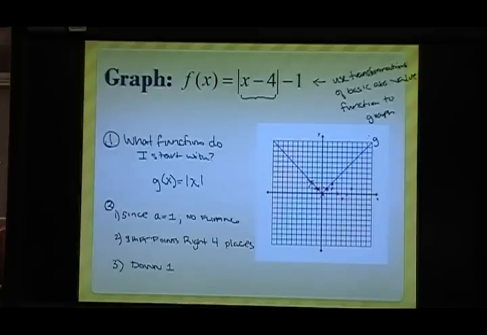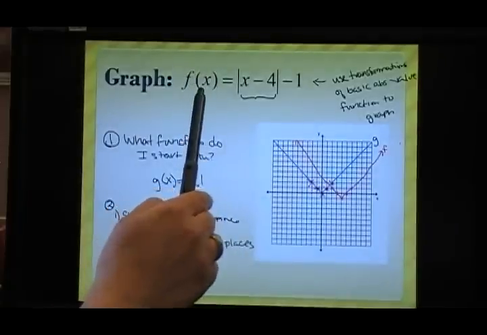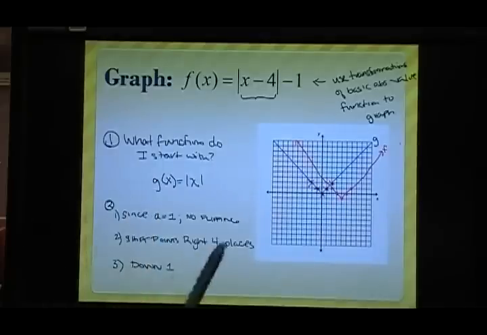And so now I have shifted those points over, so the graph of F is going to be this V here. Okay? So I can graph F by taking G, moving it to the right 4 and down 1. Okay?